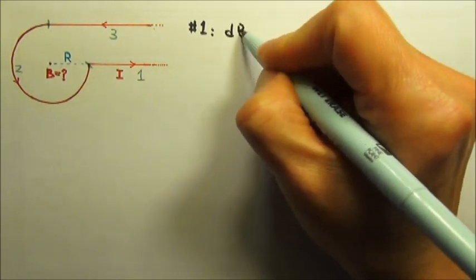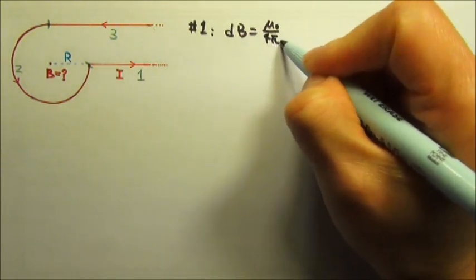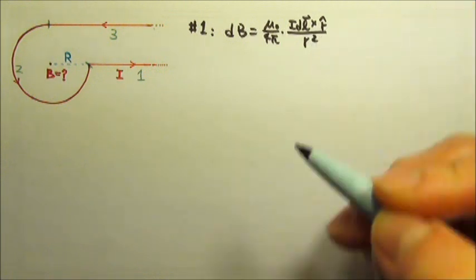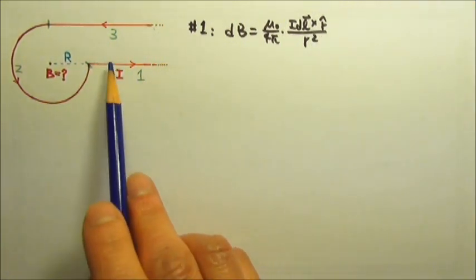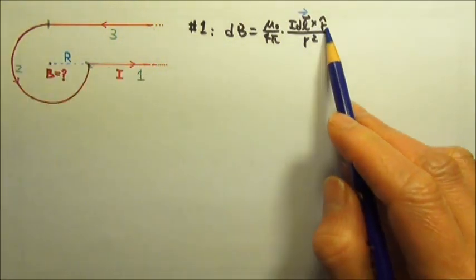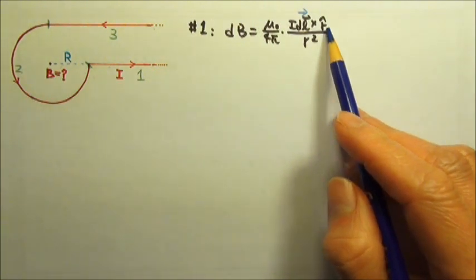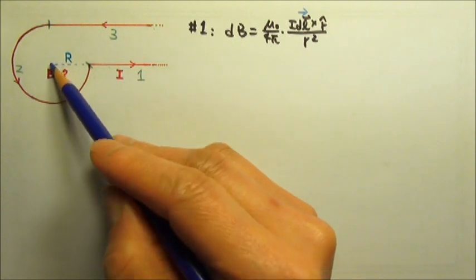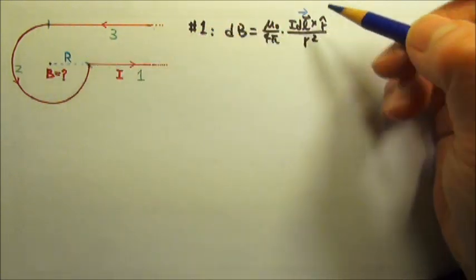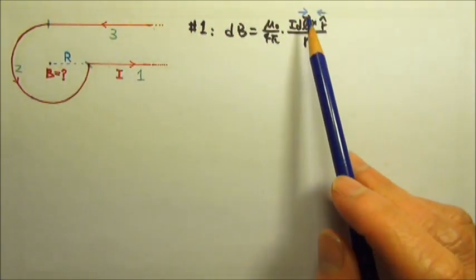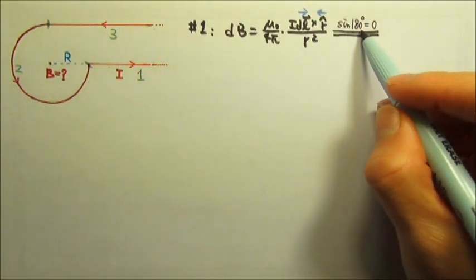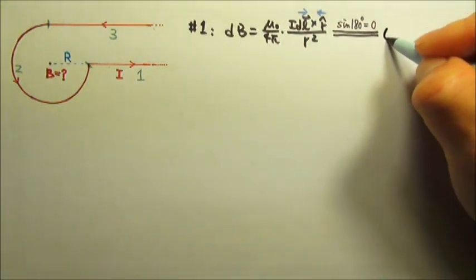So dB is μ0 over 4π times I dL cross the unit vector r divided by r squared. For segment number 1, the dL goes in the direction of I, so dL goes to the right. r goes from the source to the point we're interested in. This is the source. The point we're interested in is over there, so r goes to the left. The angle between those two vectors is 180 degrees. Since sine 180 degrees is 0, this dB is 0.